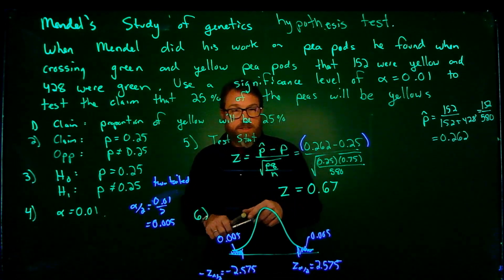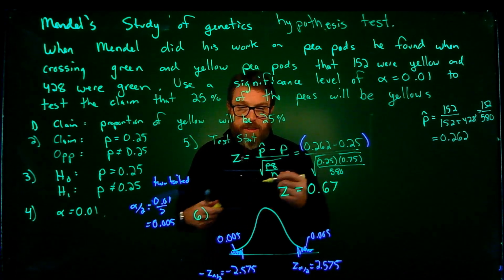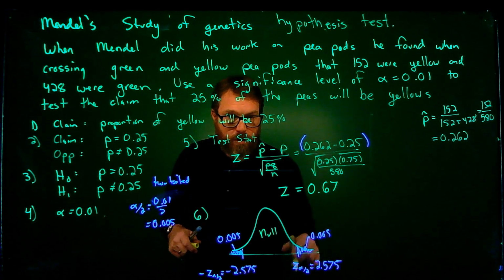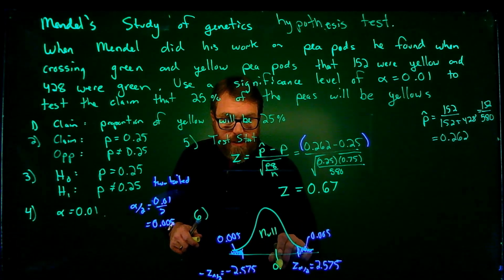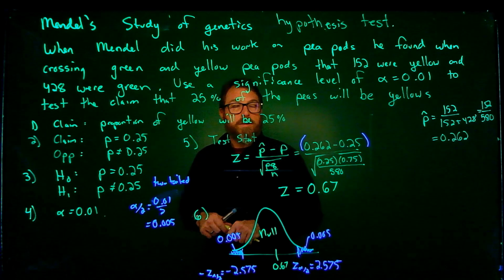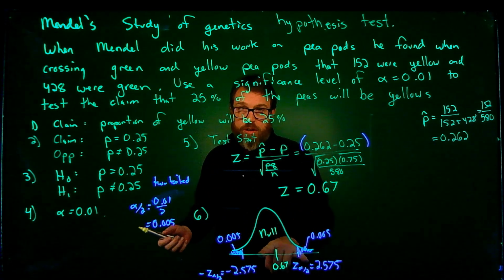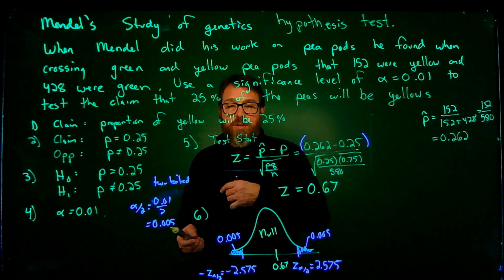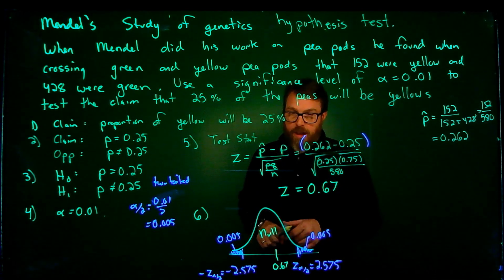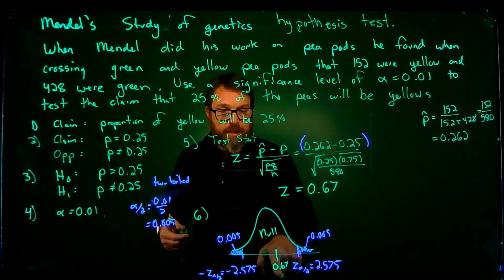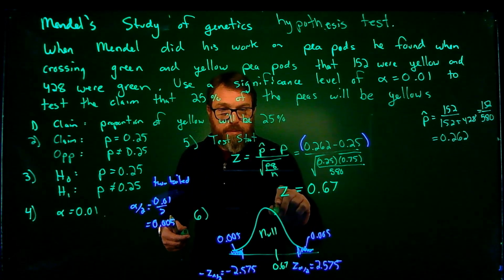Now this z-score, this 0.67, actually lives, remember the center area is going to be our null and the tails are going to be our alternative, so that 0.67 lives right there. There's another way to do this as well. I just did it using critical values. Now if I want to do this using a p-value, I have to determine the area that this 0.67 gives.